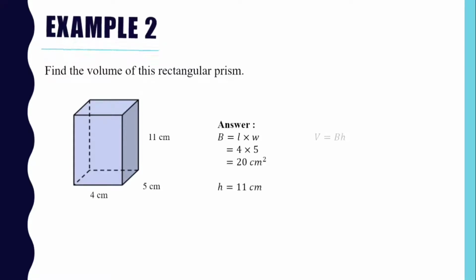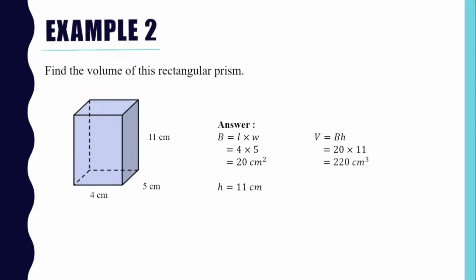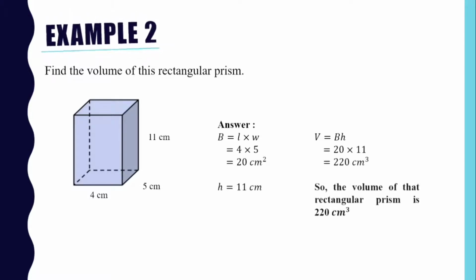So, volume is B times H equals 20 times 11 equals 220 centimeters cube. So, the volume of that rectangular prism is 220 centimeters cube.